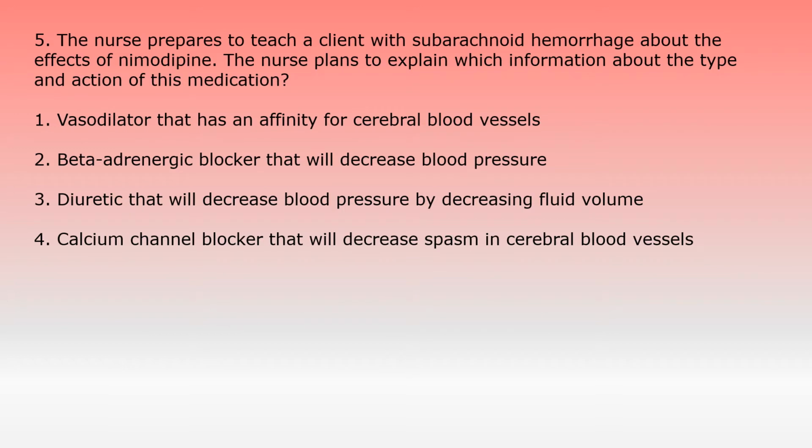5. The nurse prepares to teach a client with subarachnoid hemorrhage about the effects of nimodipine. The nurse plans to explain which information about the type and action of this medication. 1. Vasodilator that has an affinity for cerebral blood vessels. 2. Beta-adrenergic blocker that will decrease blood pressure. 3. Diuretic that will decrease blood pressure by decreasing fluid volume. 4. Calcium channel blocker that will decrease spasm in cerebral blood vessels.